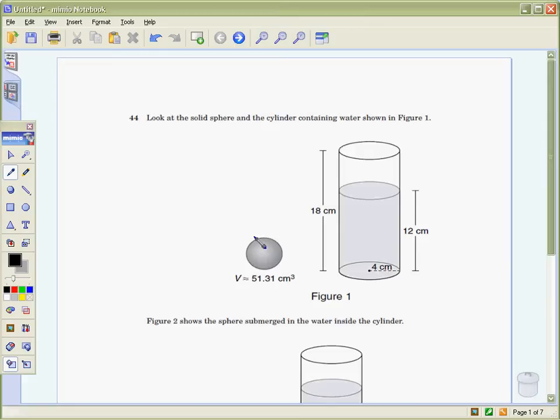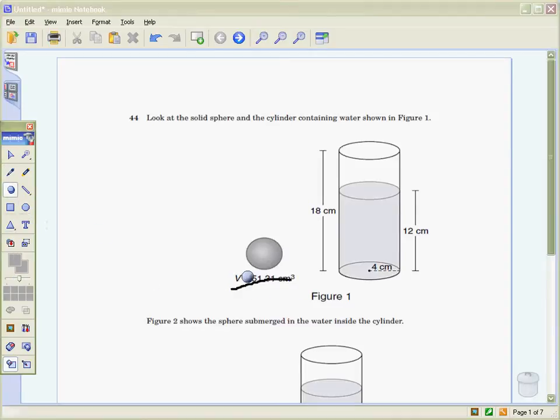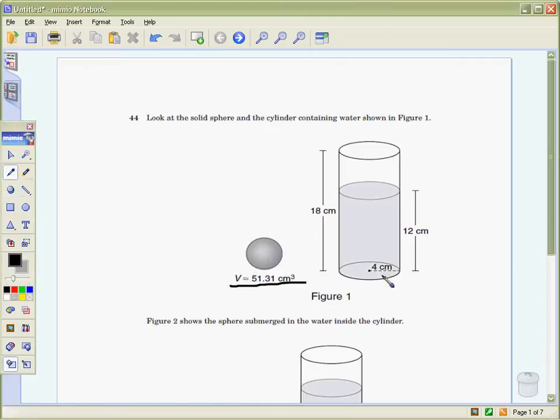Objective 10. Demonstrate an understanding of the mathematical processes and tools used in problem solving. Number 1. Look at the solid sphere and the cylinder containing water shown in Figure 1. So here we have a sphere that already gives us the volume is 51.31, and they give us this cylinder that's full of water, or about 2/3 full of water.